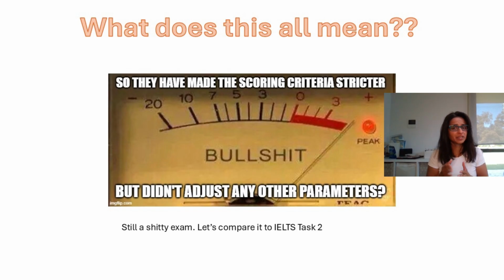They have made the scoring criteria stricter, but they didn't adjust any other parameters. That is incredibly unfair to expect all of you to spit out an IELTS level essay with half the recommended time of an IELTS recommended essay. So how does this match? This tells me that it's still a really shitty exam. It's improved. It's close to a passable English test, but let's face it, there's something dodgy going on, and let's talk about it. Let's compare it to IELTS Task 2.